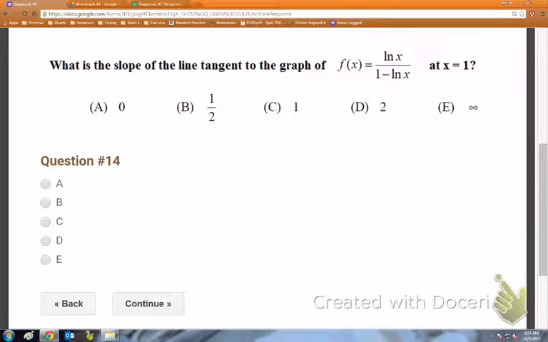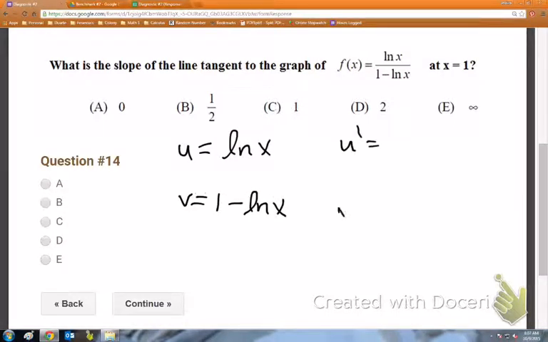So I have my u and my v. The top is equal to ln of x, the bottom is equal to 1 minus ln of x. The derivative of the top is equal to 1 over x, because that's the derivative of ln, and the derivative of the bottom is equal to negative 1 over x, because that's the derivative of 1 minus ln of x.